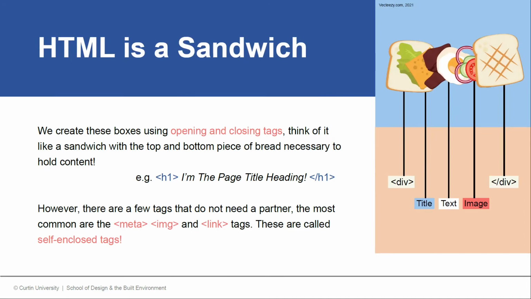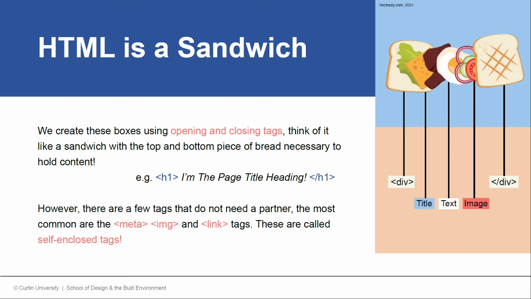As I've said quite often, think about it like an opening and closing sandwich. We create these boxes with opening and closing tags, and up until this point we've done that with paragraphs and headings and that sort of thing. But with divs, we now really create that box content. So we now have a sandwich with a bunch of different pieces of content inside of it. So divs are really useful in that way.